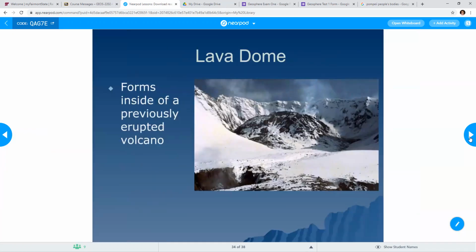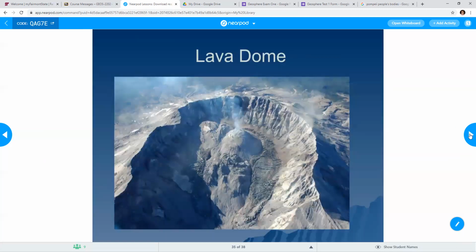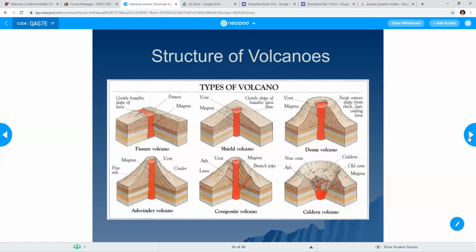A lava dome. Lava domes form inside previously erupted volcanoes. This little thing right here. So a lava dome is a dome of lava. That's all. Almost done. Just another picture from above. And then finally, we have the structure of volcanoes. And like I said before, this will be put up for you probably by tonight.